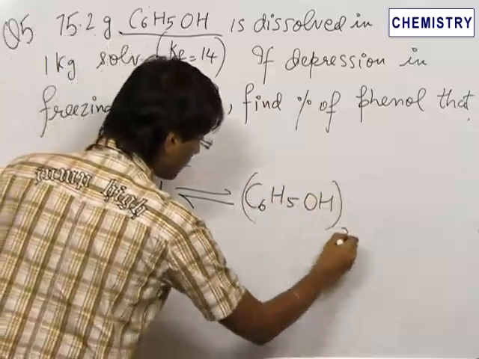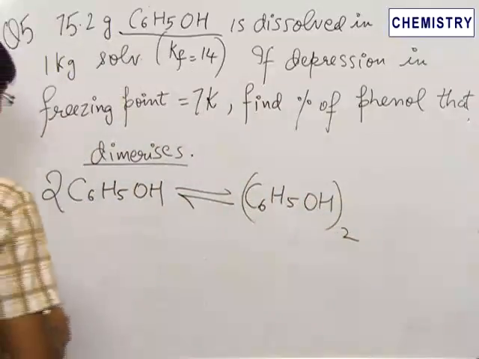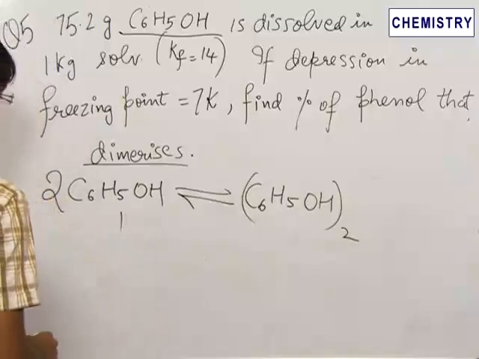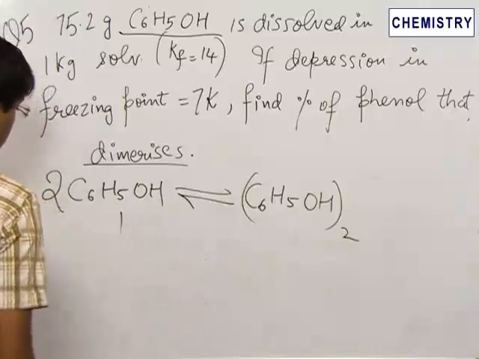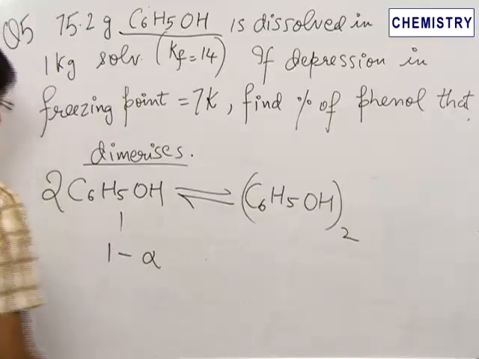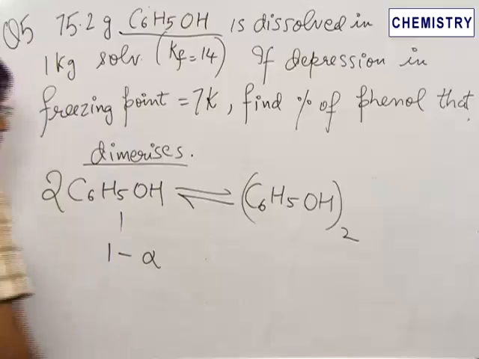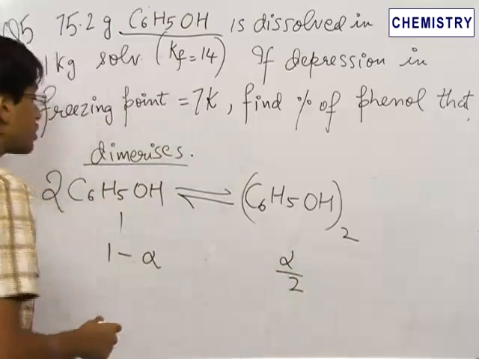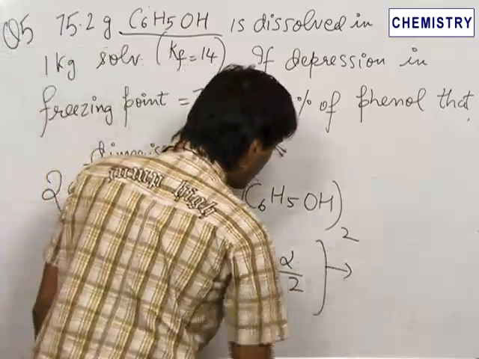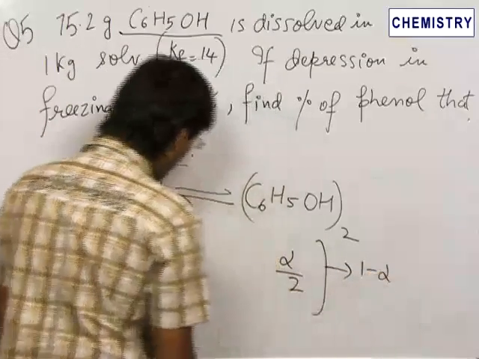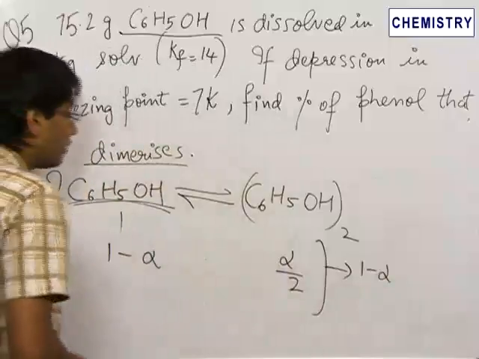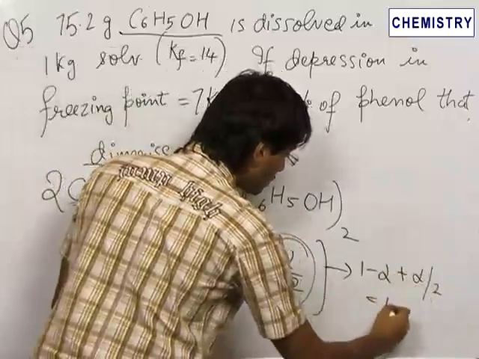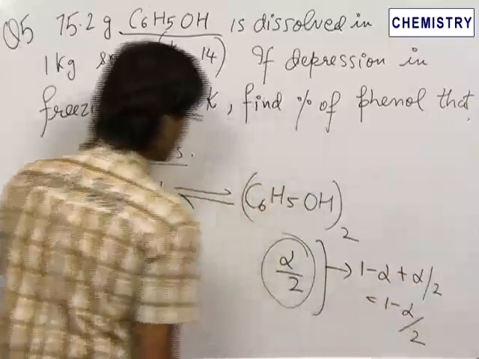C6H5OH whole twice. If we assume the initial moles before the dimerization, or the total number of moles, to be equal to 1, then this becomes 1 minus alpha after a certain period of time, and this becomes alpha by 2. So after dimerization process is complete, the total number of moles left are 1 minus alpha of phenol and alpha by 2 of the dimer form. So this is equal to 1 minus alpha by 2.